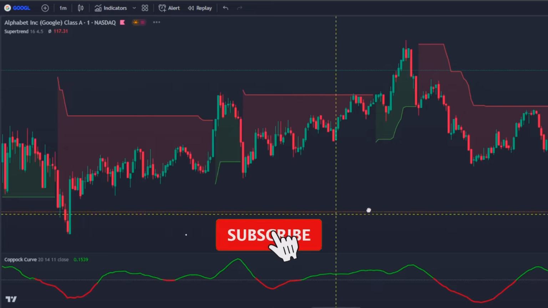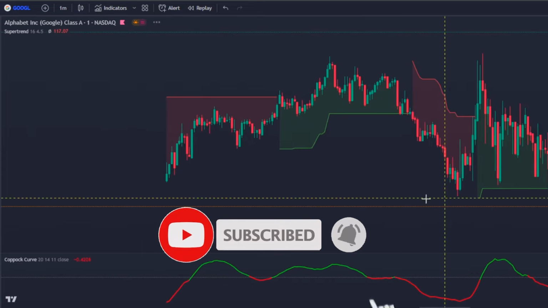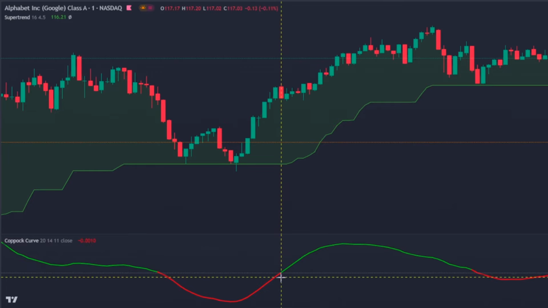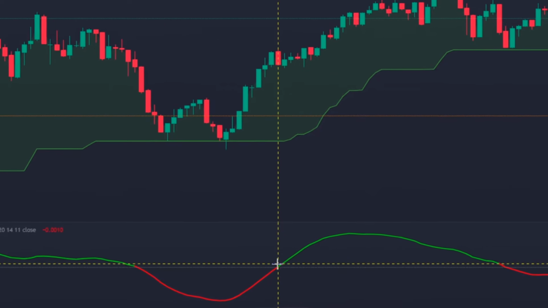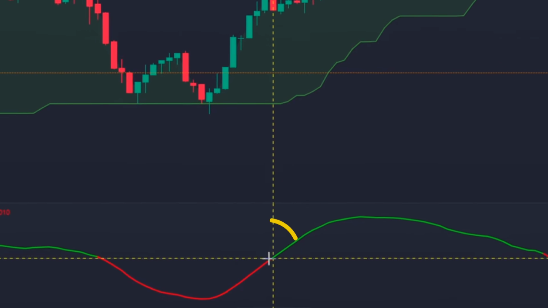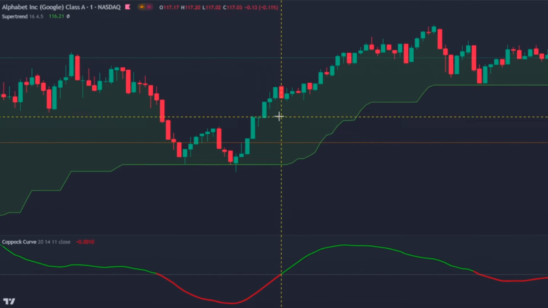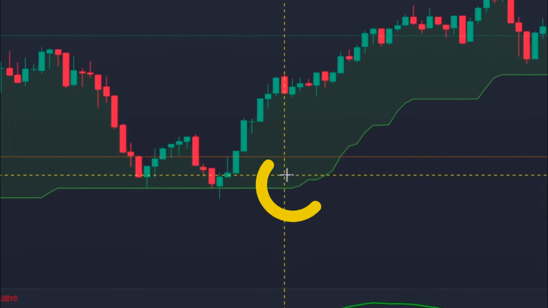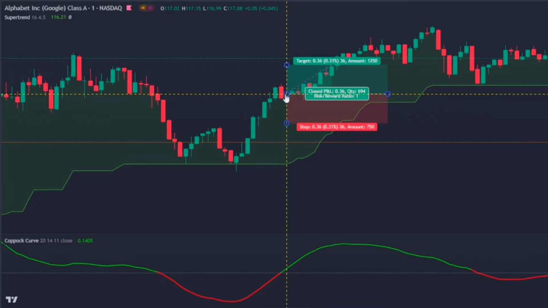The strategy is as simple as clicking on the subscribe button. Every time the Coppock curve line crosses above the zero level of the histogram, so when it turns green, and the super trend line is green and below the price, it means it's time to enter in a long position.